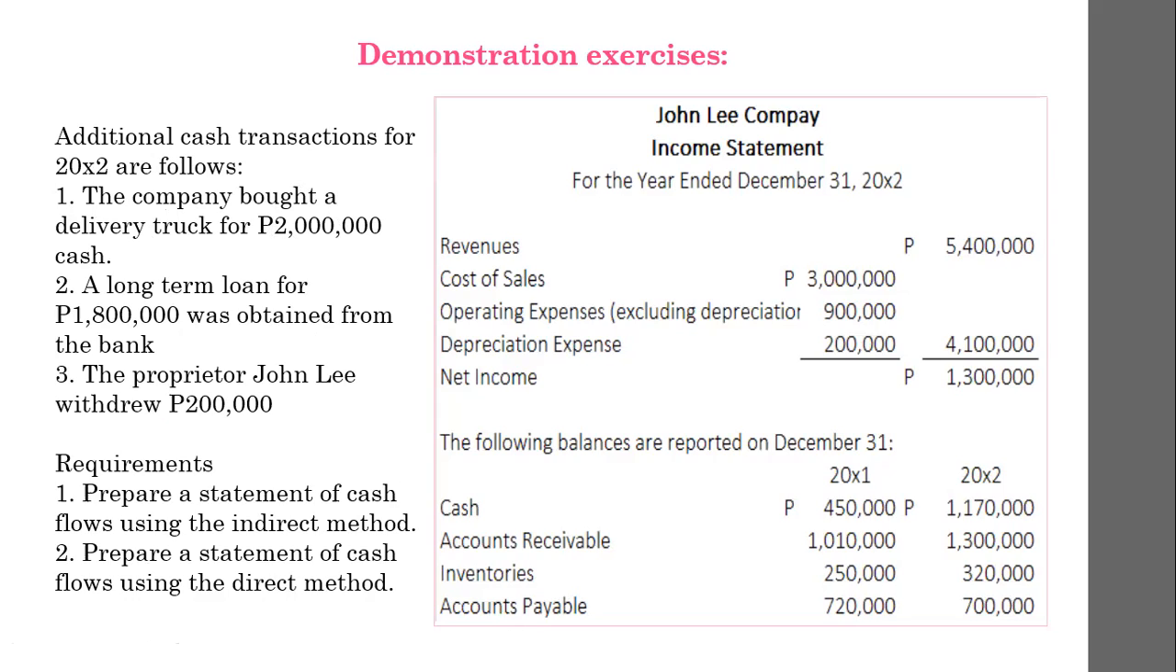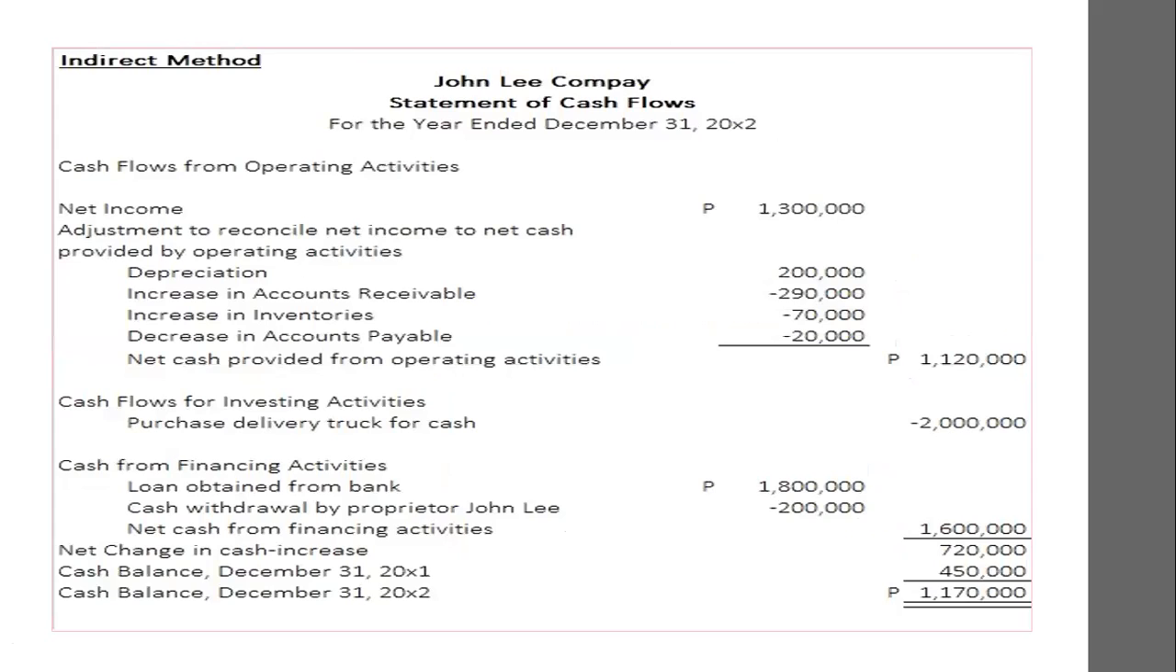Cash flow. So, the company bought a delivery truck for 2 million cash, a long-term loan for 1,800,000 was obtained from the bank. So, long-term loan ha, nag-loan siya. So, saan ba siya under? So, dapat alam niyo yan. So, the proprietor John Lee withdrew 200,000. So, requirements, prepare a statement of cash flows using the indirect method and direct method. So, based on the given accounts, magpe-prepare po tayo ng direct method and indirect. So, dito muna tayo sa indirect method.